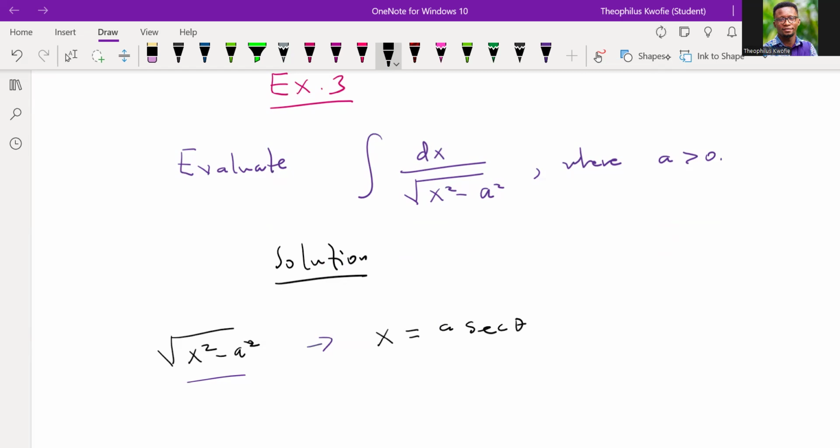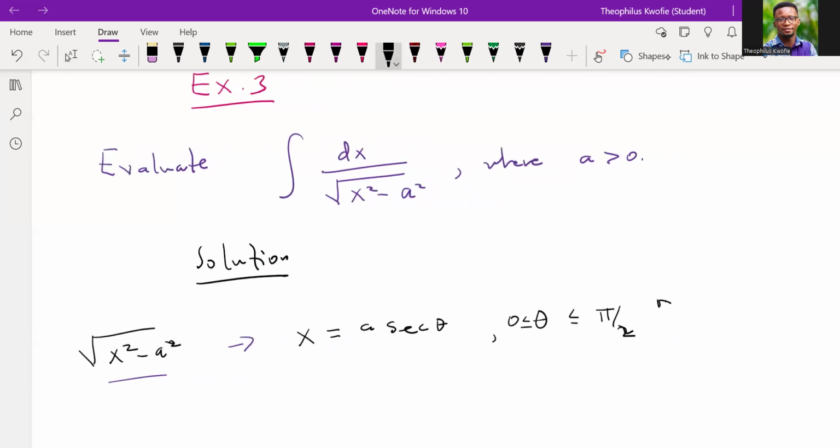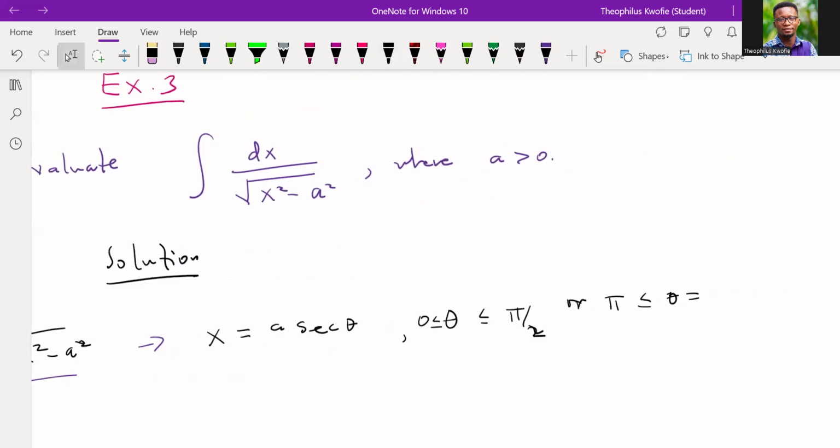Now, in this particular problem, we may want to do some restrictions. Remember that we said that our theta should lie between 0 and 90, or from 180 to 270. That's what we said.